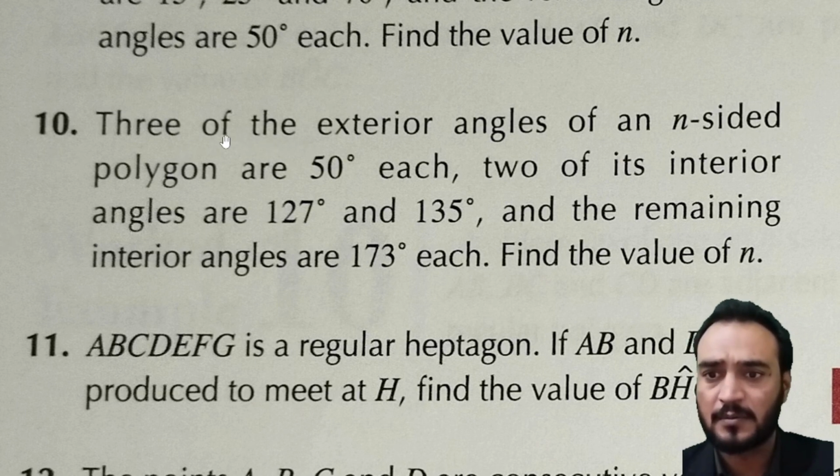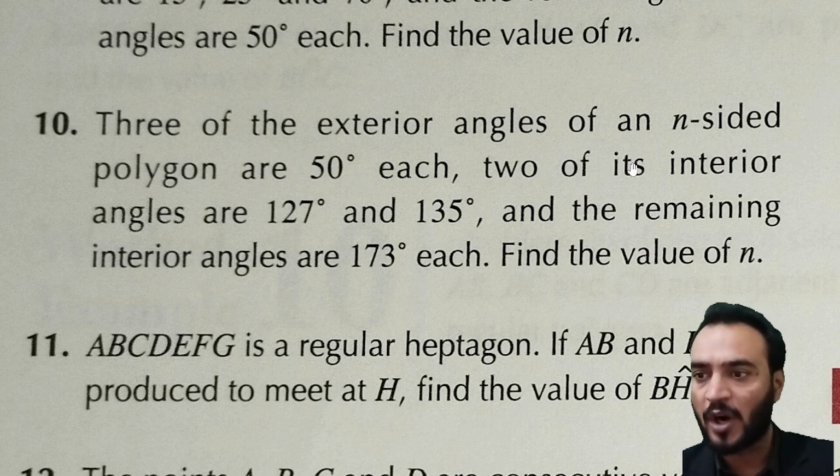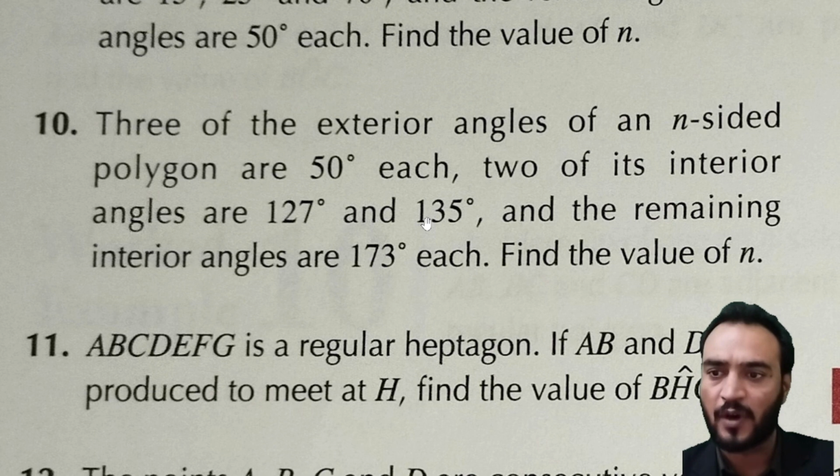Three of the exterior angles of an n-sided polygon are 50 degrees each. There is an n-sided polygon in which three of the angles are 50 degrees each. Two of its interior angles are 127 and 135. To solve this question, we need to find all the exterior angles. These two interior angles, 127 and 135, are given, but we need to find the exterior angles related to these interiors.